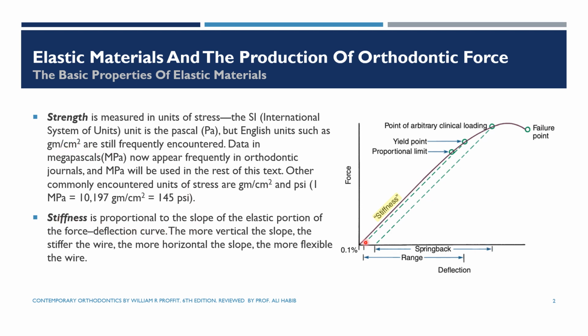Stiffness is proportional, as you can see here, to the slope of the elastic portion of the curve. And it's reversely proportional to springiness. So springiness is opposite to stiffness. Any stiffer wire will be less springy, and a springier wire will be less stiff. Since it represents the slope, the more vertical the slope is, the stiffer the wire is. The more horizontal the slope is, the more flexible or springier the wire.